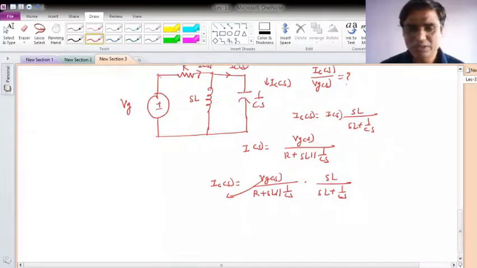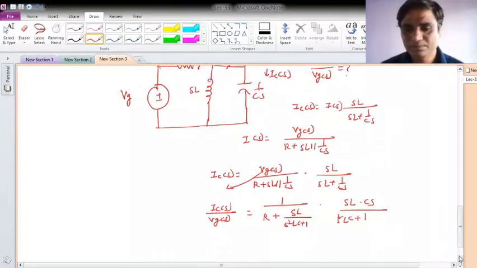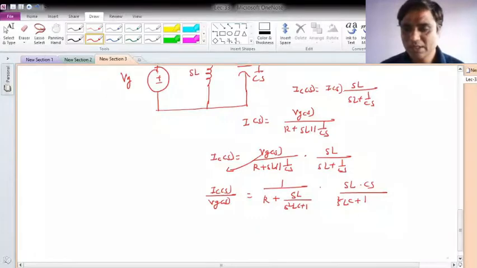So simply you can compute this by substituting I of S. I substitute VG of S here, so IC of S divided by VG of S is equal to 1 by R plus SL over S square LC plus 1, into SL into CS divided by SL S square LC plus 1. So this is my transfer admittance.